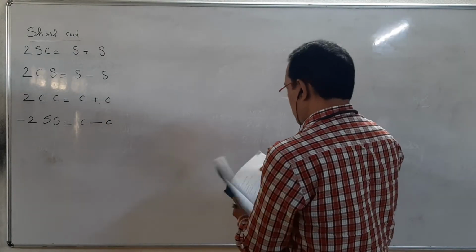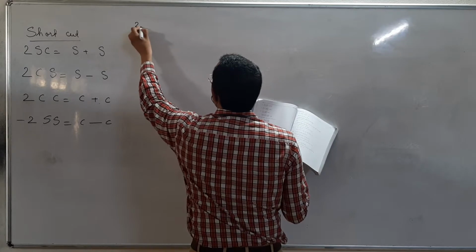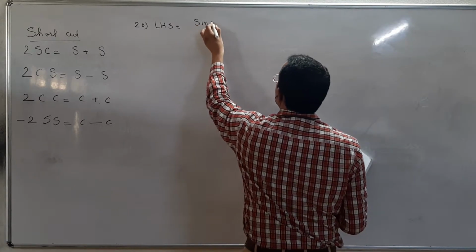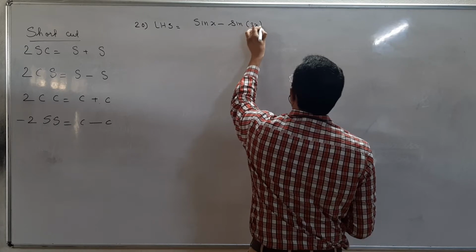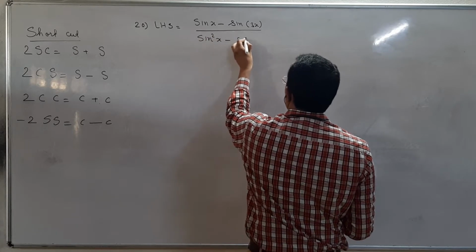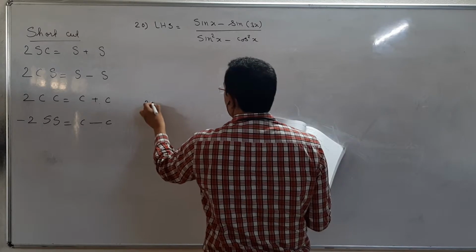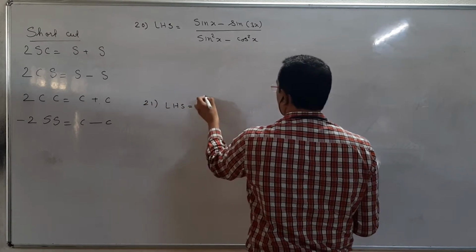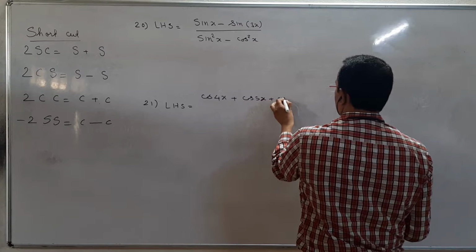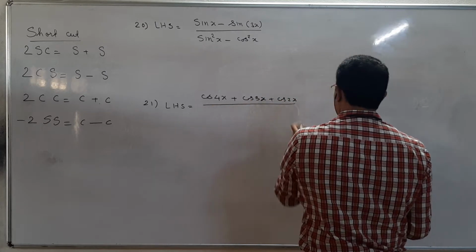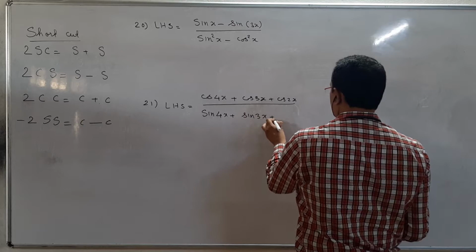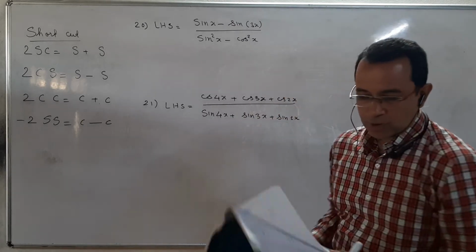So I am writing question 20 and 21. Sum number 20, LHS is equal to sine of x minus sine of 3x upon sine square x minus cos square x, and 21st also I am writing, LHS is equal to cos of 4x plus cos of 3x plus cos of 2x divided by sine of 4x plus sine of 3x plus sine of 2x.